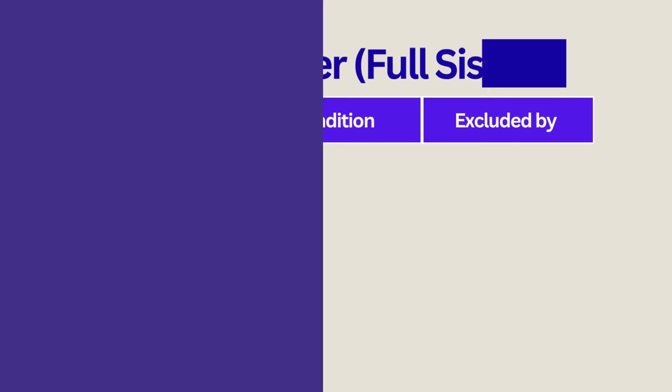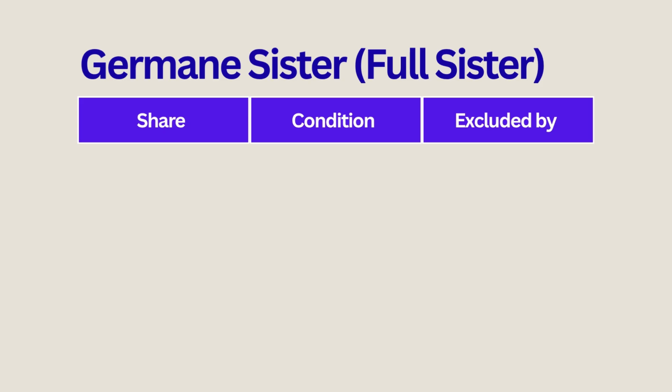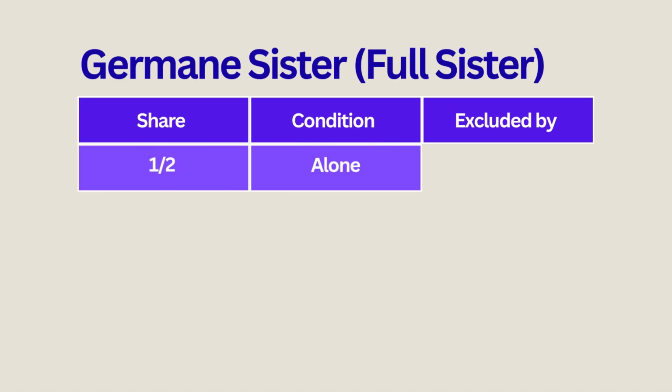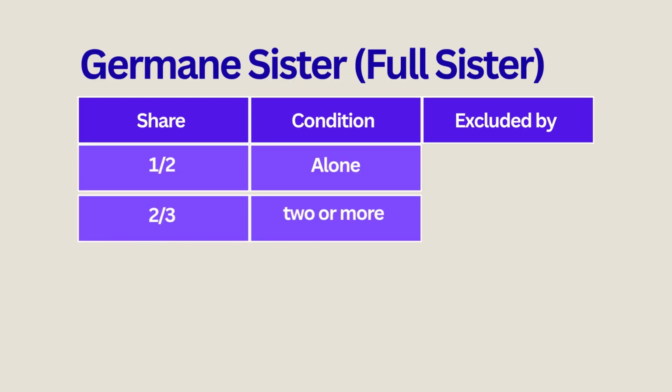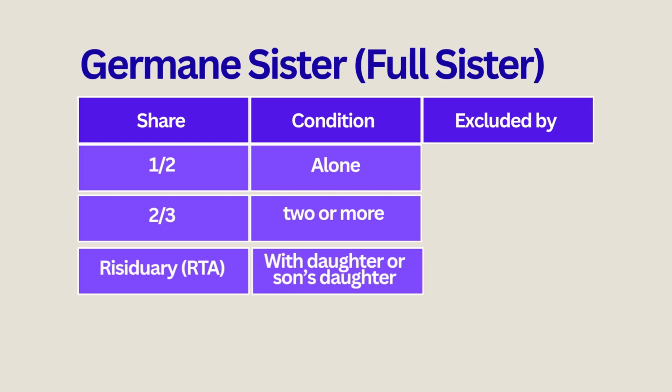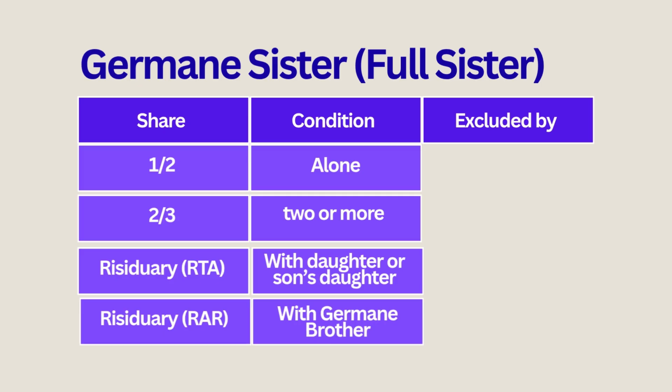7. The full sister, germane sister. The full sister or germane sister gets 1/2 if she is alone. If there are 2 or more, they share 2/3. She may also become a residuary when paired with a daughter or a son's daughter. However, she can be excluded by male descendants or by the father.